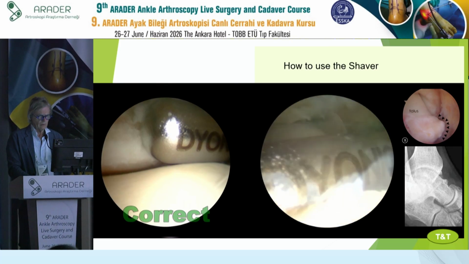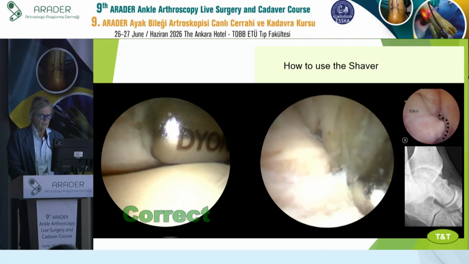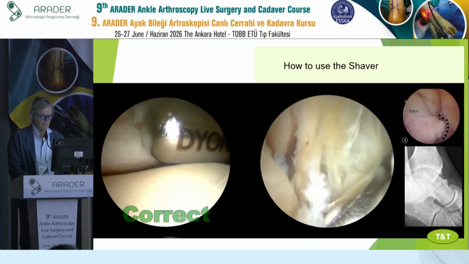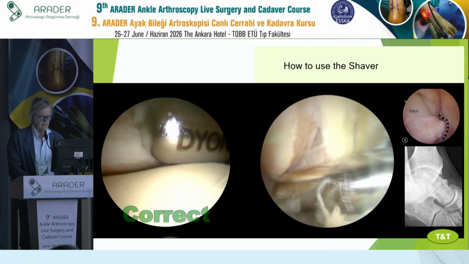You can also do it anti-clockwise, of course, and then you start at the 12 o'clock position, you go in front, in dorsiflexion, in front of the talar osteophyte. You have to remove first the synovitis in front of the osteophyte in order to be able to recognize it.